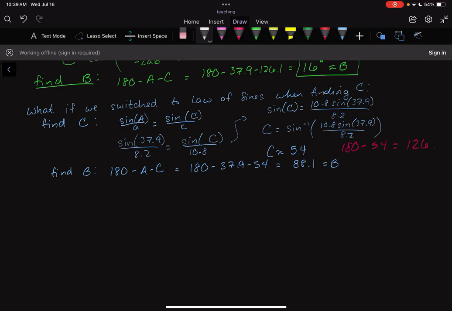But let's go ahead and do another question. This one we're going to do a side angle side case. So this one says given A is equal to 6.8, C is equal to 2.4, B is equal to 10.5 degrees. We're going to solve the triangle.